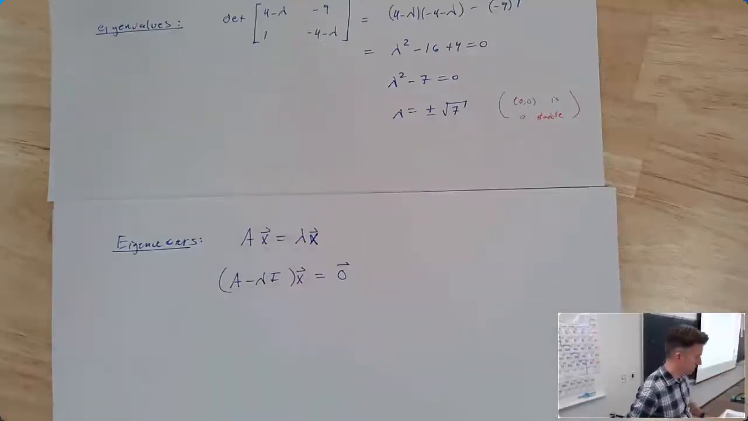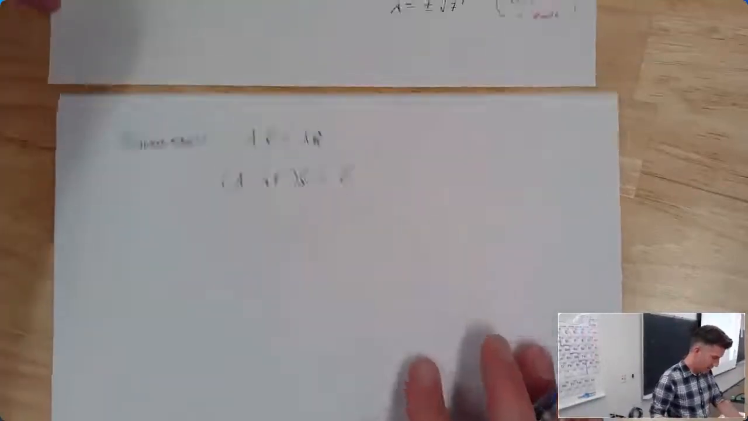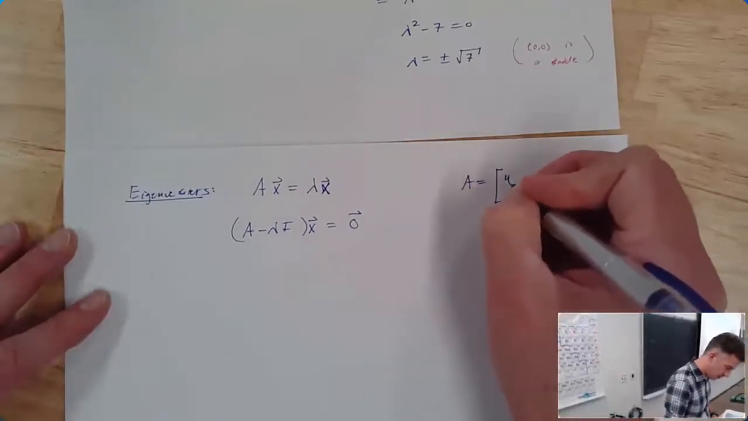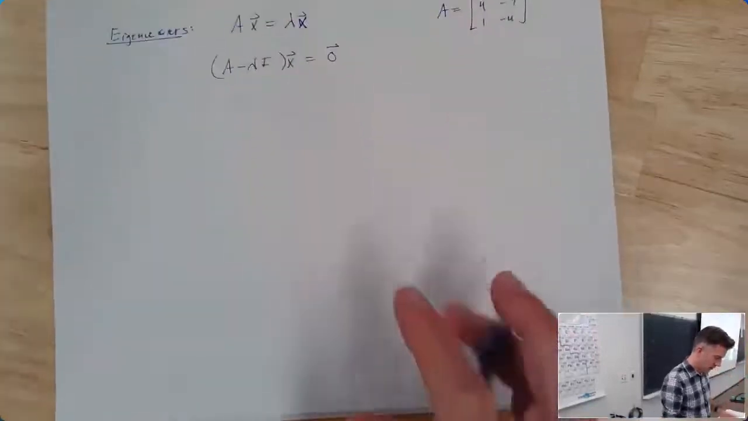We're going to do it this way instead, just to point a couple things out. So here we're going to have our matrix. Let's write our matrix over here, just so we still have it on the page. 4, -9, 1, -4. And to solve this, we're just going to solve.